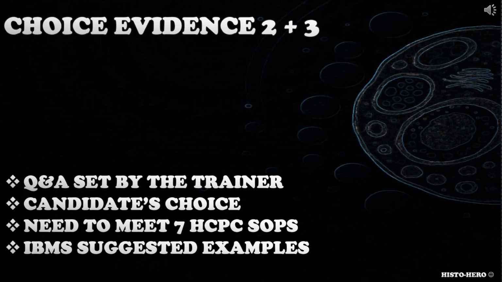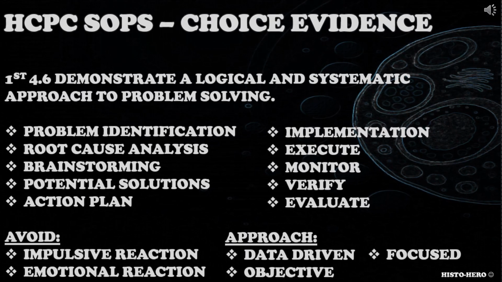So now that we have finished with the mandatory evidence, let's have a look at the choice evidence 2 and 3, which are candidates' choice evidence and Q&A set by the trainer. They both together have to meet 7 HCPC standards. And if you download the module descriptors for the registration portfolio from the IBMS website, you will find some example evidence suggested by the IBMS, which is very handy. These are the 7 HCPC standards that have to be met by those 2 pieces of evidence.